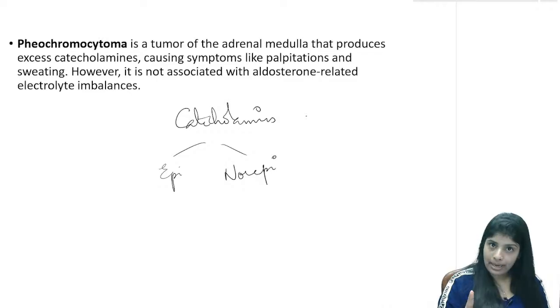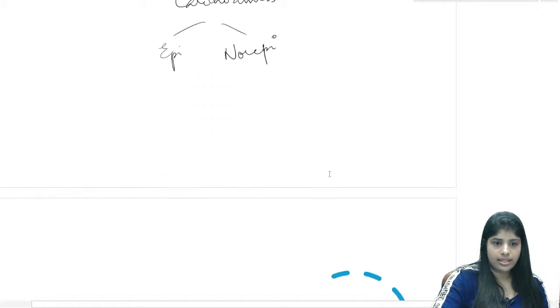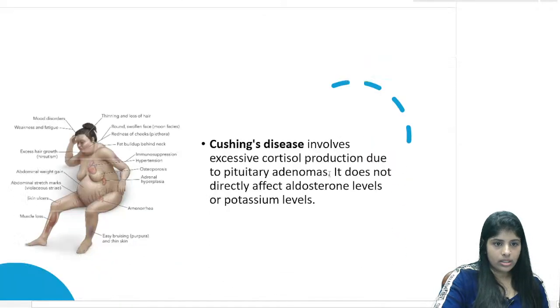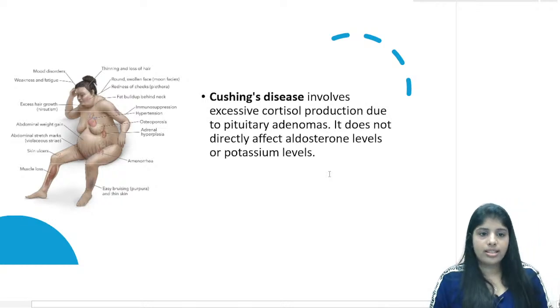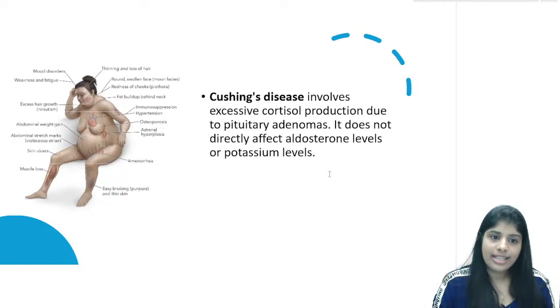Keep in mind, it is not associated with aldosterone related imbalances. There is no electrolyte imbalance. Okay, let's see the next thing now. What is next option was Cushing's disease. You all know Cushing's disease, very commonly asked question, examiner's favorite.